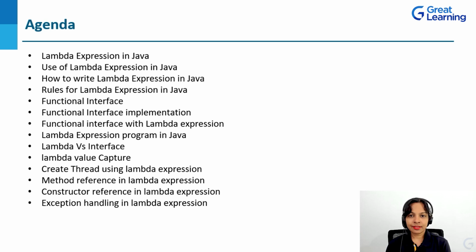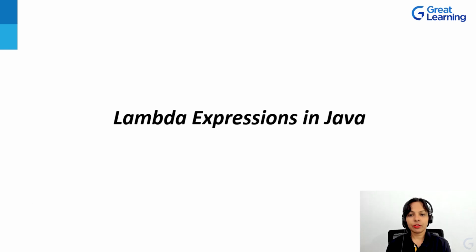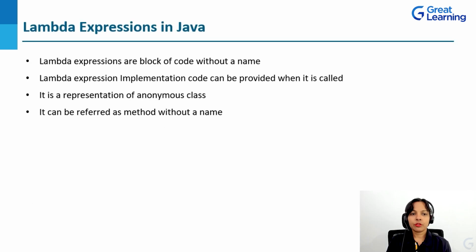So let's get started. Now let me talk about lambda expressions in Java. So what is a lambda expression? As the name itself makes it a little clear, it is an expression, meaning a line of code or a block of code. But the block of code, or those lines of code in Java, will not have any name assigned to it. So a lambda expression is a block of code without any name assigned to it.